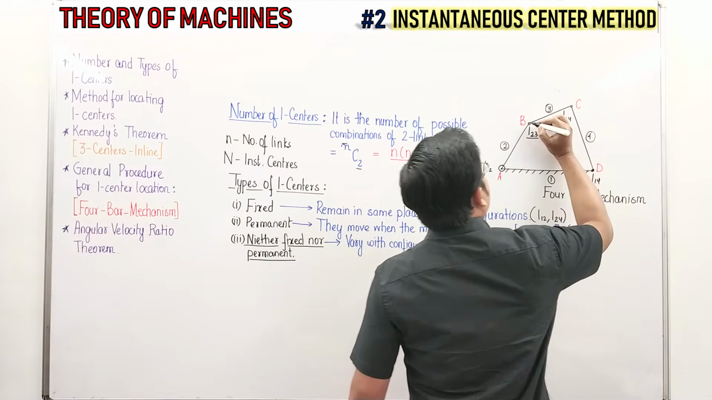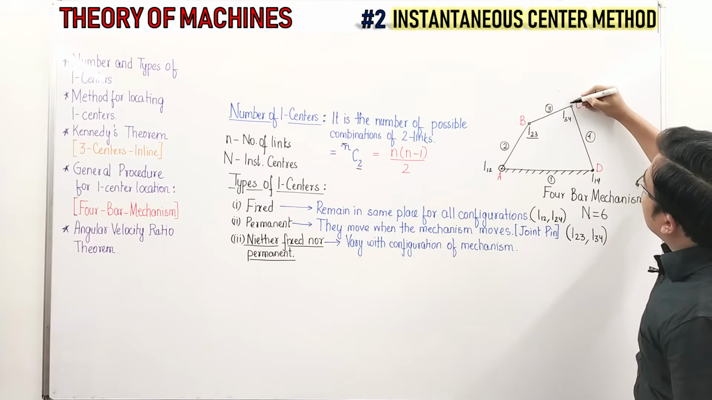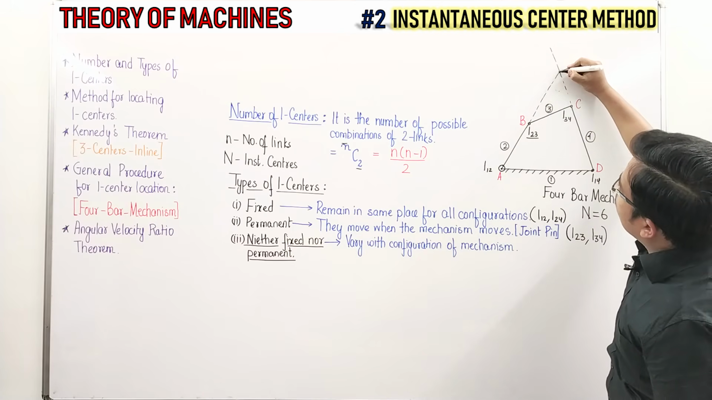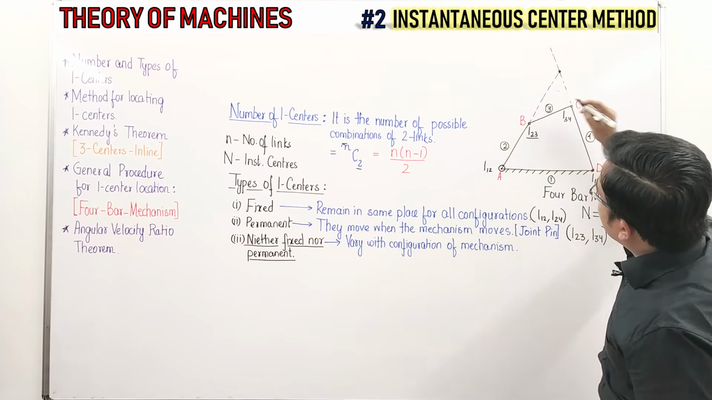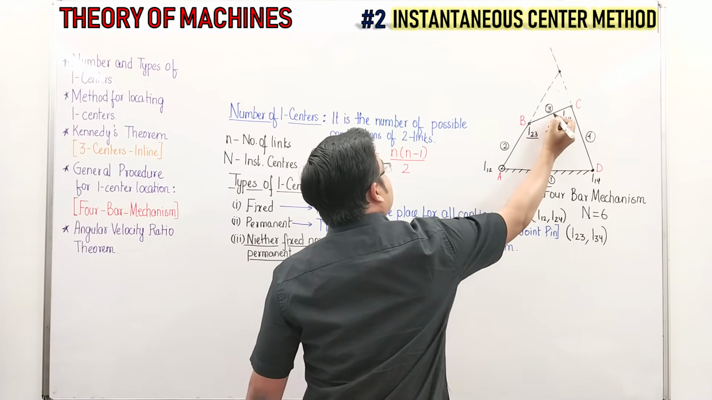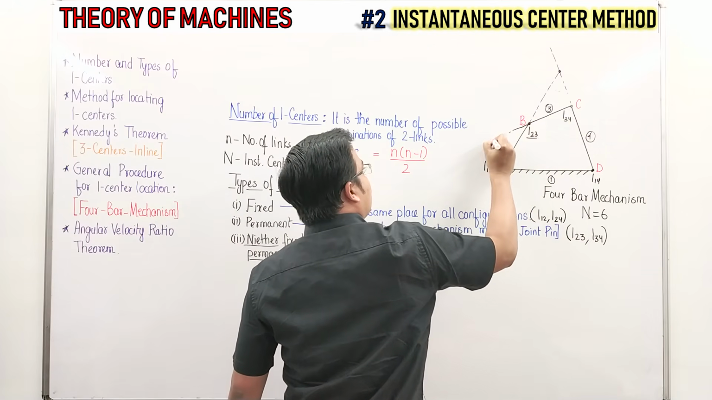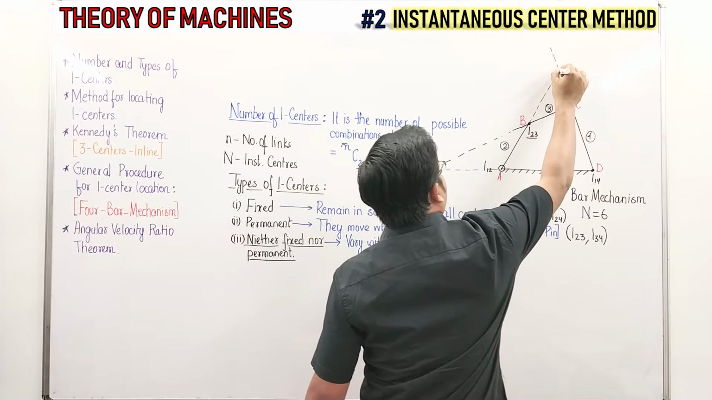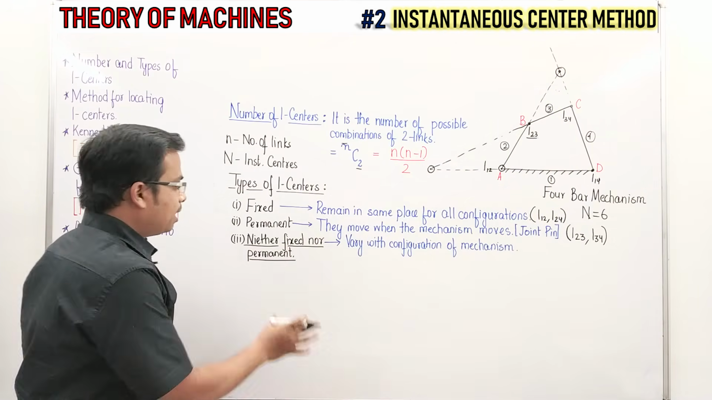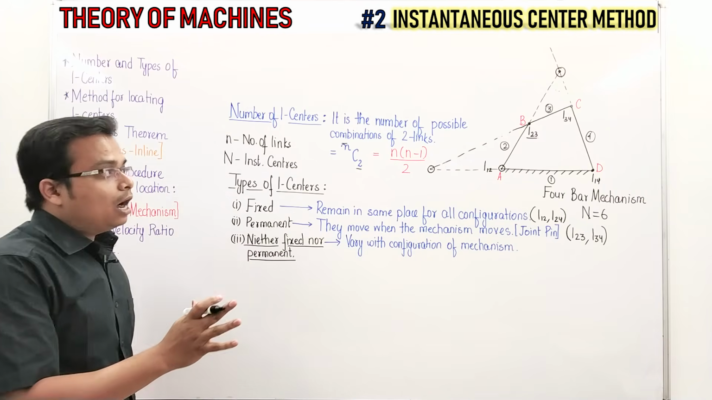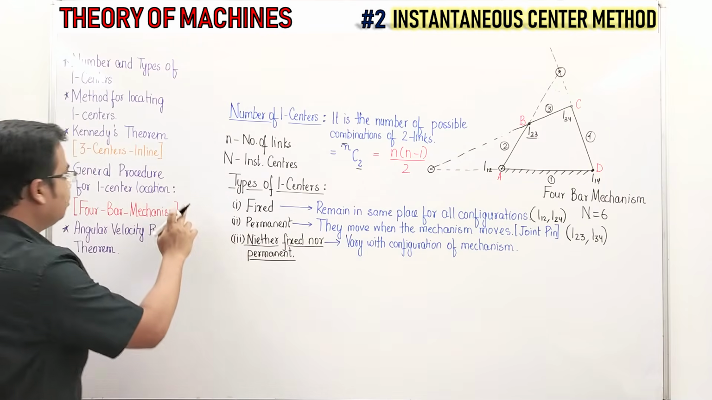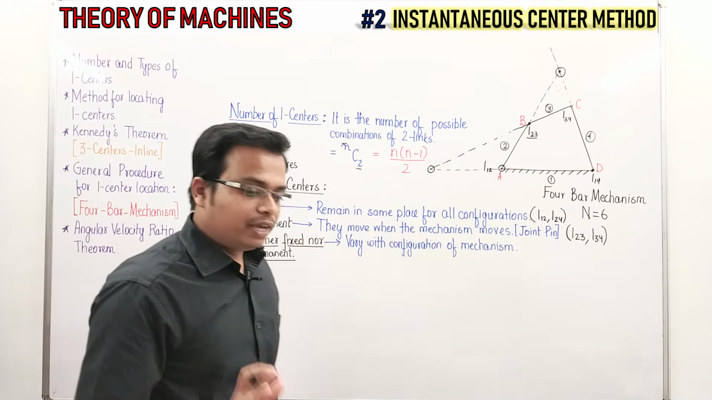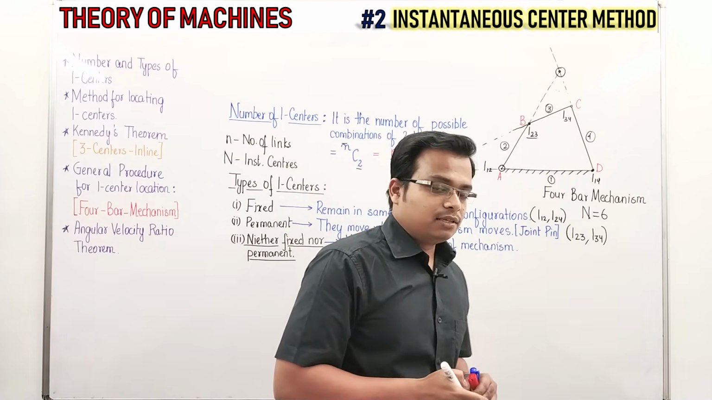What are those? First of all, let me draw that. There is going to be one eye center over here, and another eye center is going to be, let me just produce this. So there is going to be an eye center over here and here. These two eye centers are neither fixed nor permanent. How will we do the naming? Well, that is something that I'll let you know. But these two eye centers are neither fixed nor permanent. They are going to vary with the mechanism, when the mechanism moves.